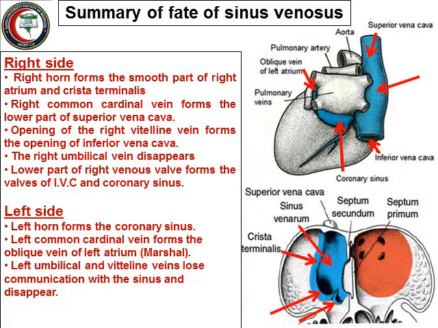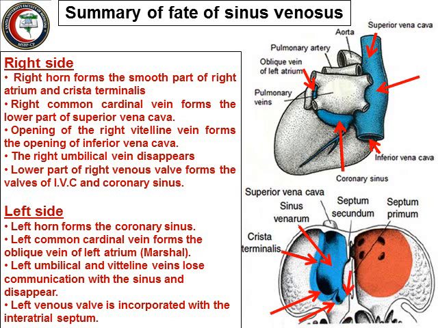The left umbilical vein and left vitelline vein, if you remember, lose communication with the atrium and disappear. The venous valves become incorporated or shared in the formation of the interatrial septum. This is the fate of the sinus venosus.